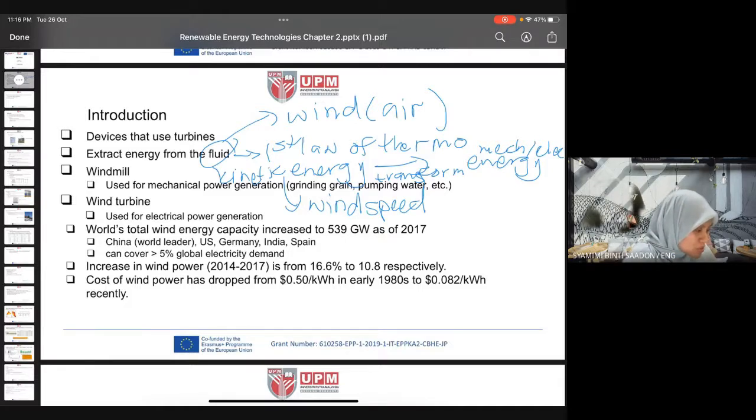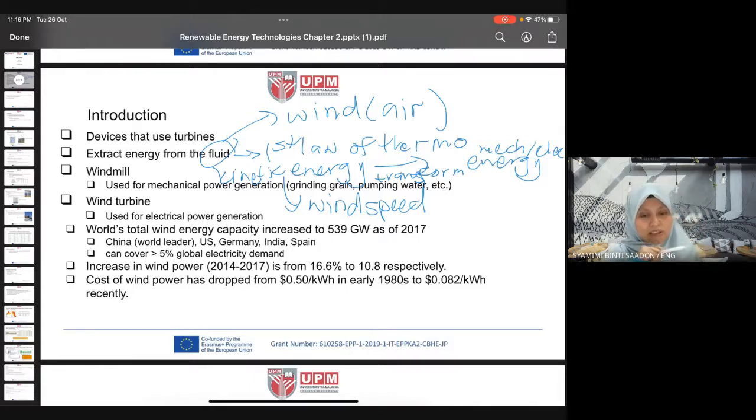Okay, so the world's total wind energy capacity can cover more than 5% of the global electricity demand in those countries, and there is an increase in wind power. The wind power has increased in recent years from 16.6% to 10.8% respectively. The cost of wind power has dropped from 50 cent per kilowatt hour in the early 1980s to 0.082.